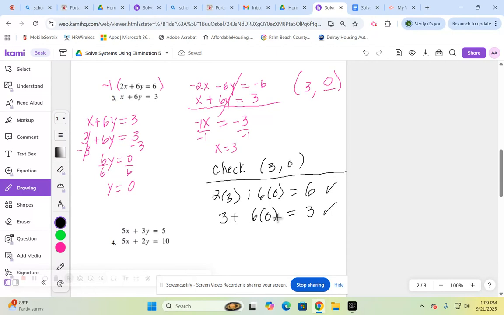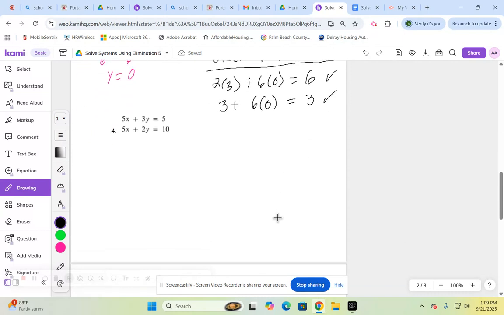All right, let's look at number 4. So we need to rewrite probably both equations in this case in order to get a zero pair.